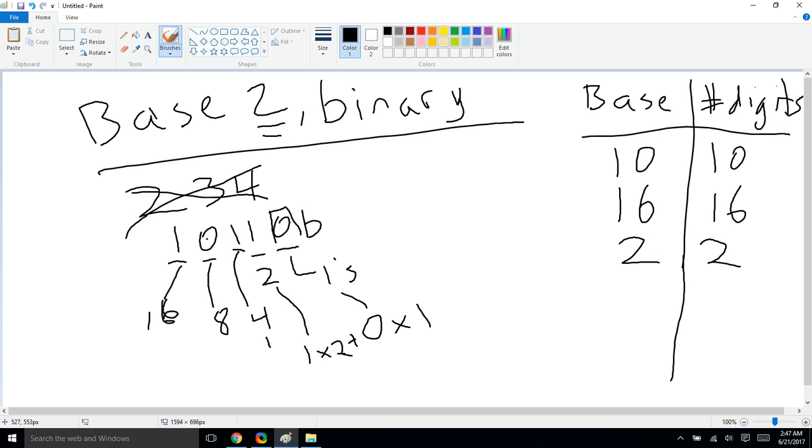The next one here, we have a 1 times the place that we're at, 4. The next one is a 0 times 8. And then the last one finally is 1 times 16. So if we add all those up, we have 16 times 1, we have 1 times 4, and we have 1 times 2. So that's going to be equal to 22.